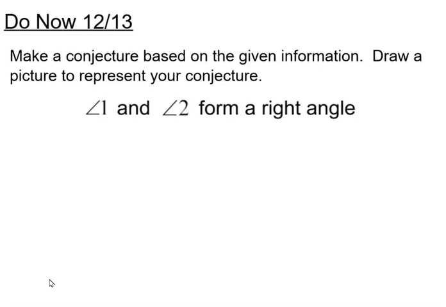So your do now asks you to make a conjecture based on given information. It said to draw a picture to represent your conjecture. So if angle 1 and angle 2 form a right angle, draw a right angle. That means we need the box. 1 and 2 form the right angle, so split your angle into two pieces, 1 and 2.